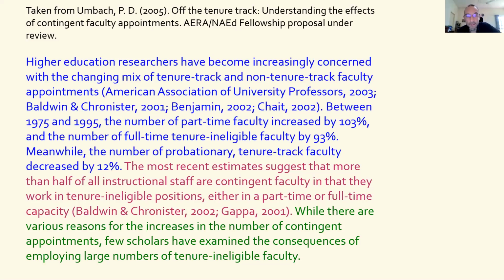Because if you're in a university, you want to be taught by somebody who is not just there for a few weeks or a few months, you know, someone that's an established scholar, not some part-time person that just comes to teach a few courses and then goes away, and you know they may not be very expert in their field, et cetera, et cetera. So that's why this is important. Okay, that's essentially what they're saying here. While there are various reasons for the increases in the number of contingent appointments, few scholars have examined the consequences of employing large numbers of tenure ineligible faculty.